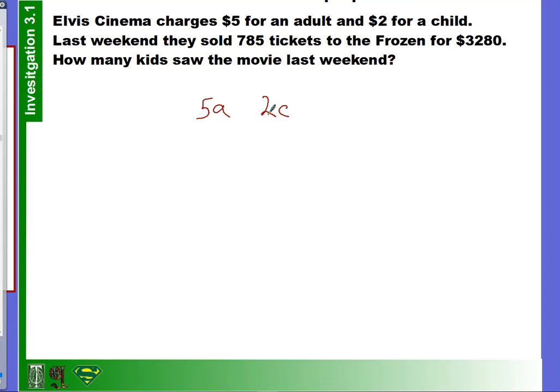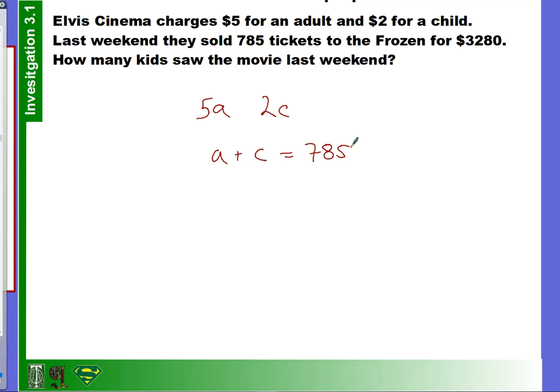And then it also says that last weekend they sold 785 tickets. Does that take into account the amount of money or the value for each ticket? Well, no. It's just they sold a total of 785 tickets. So, what kind of tickets do I have? Well, I have adult tickets and children's tickets, and if I add those together, I should get 785.